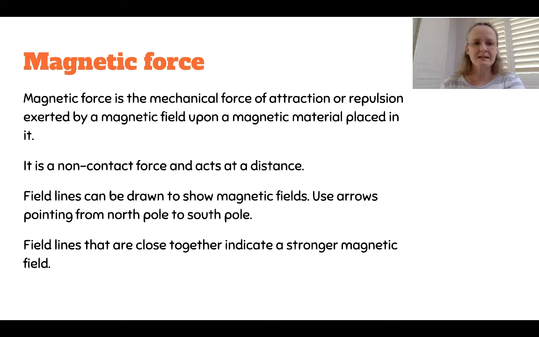And when we're representing this force on paper, we can draw field lines that show the intensity and the direction of the magnetic field by using arrows pointing from North Pole to South Pole, and showing closer together lines to indicate a stronger magnetic field and further apart lines to indicate a weaker magnetic field.